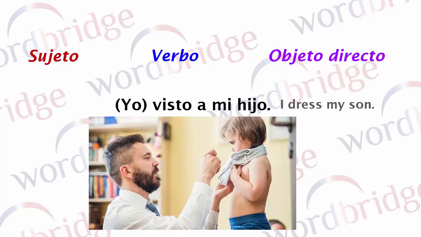In English we would say I dress my son. So the subject is yo, I, because I perform the action of dressing. The verb is visto, dress, that's the action, vestir. And the direct object is mi hijo, my son, because he is the receiver of the action.